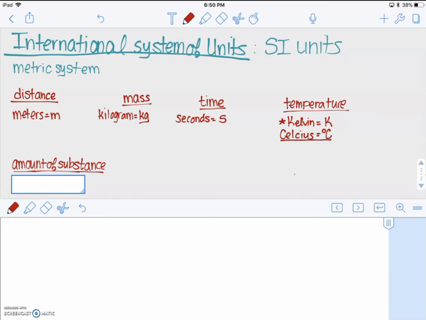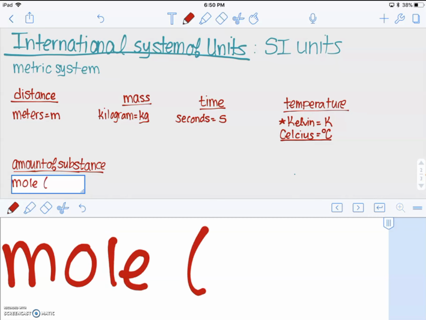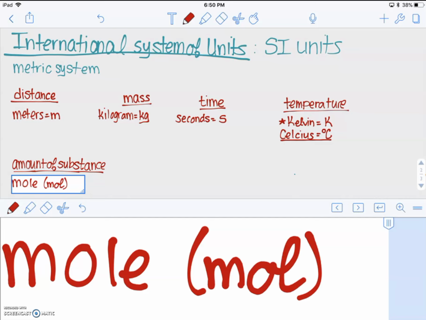So if you were looking at the amount of substance of something in chemistry, you would use the mole. And I'm going to rewrite that because that was terrible. And the shorthand of which is just mol. But that is how you find the amount of substance: you find it within units of moles.